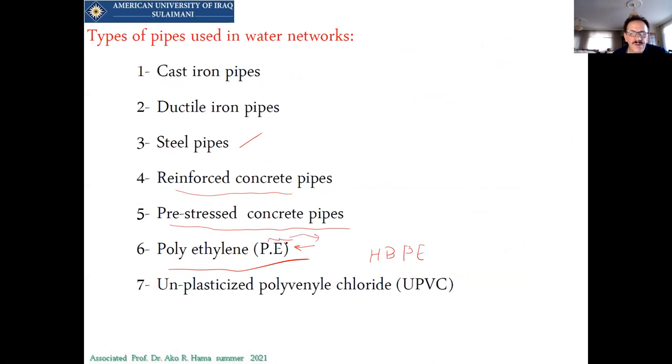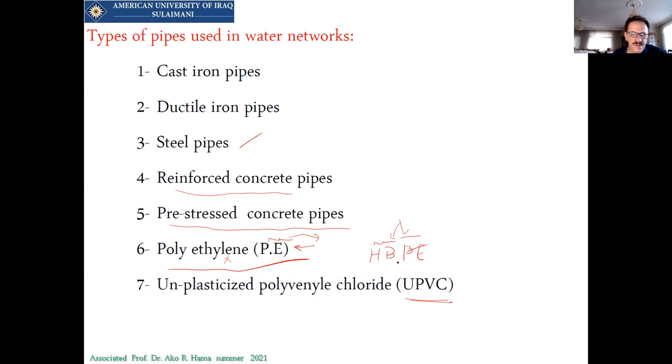Polyethylene is the one that we can see in our houses. But the high density polyethylene is the one that you can see in the distribution network inside the city, in the laterals, in the streets. So we can use the high density polyethylene. These others are not used now, just the high density. And also UPVC, it's unplasticized.